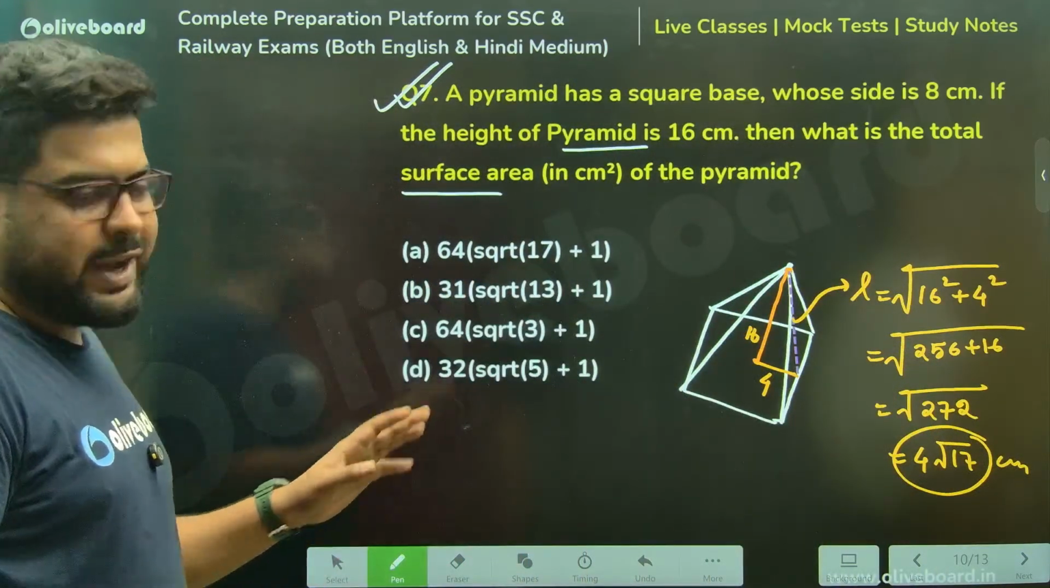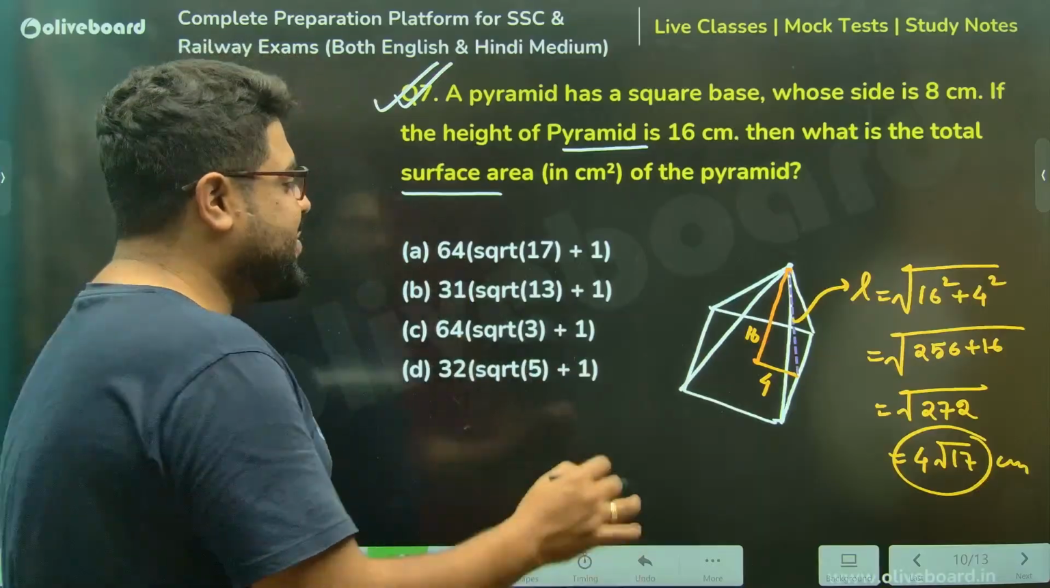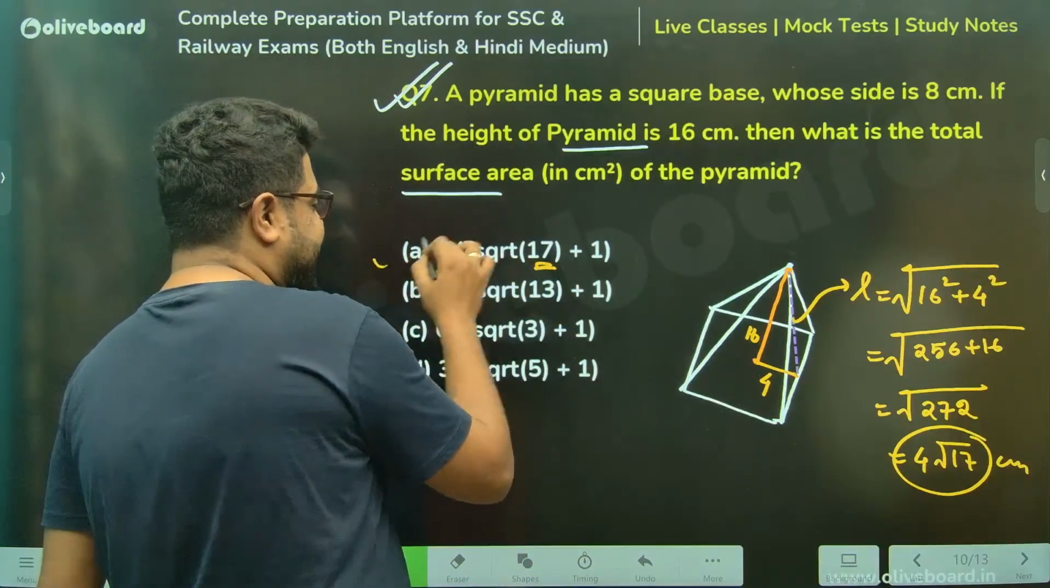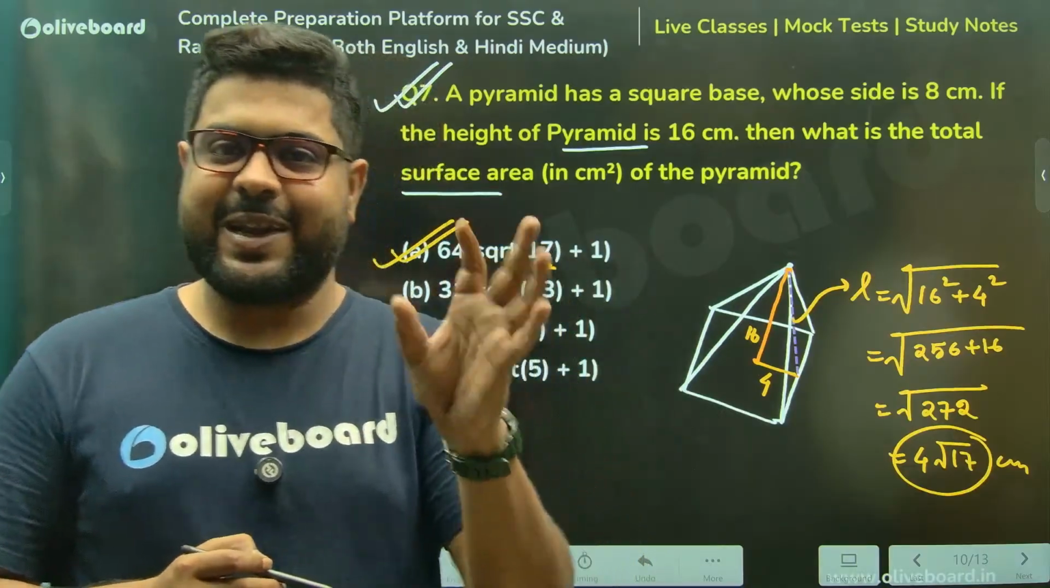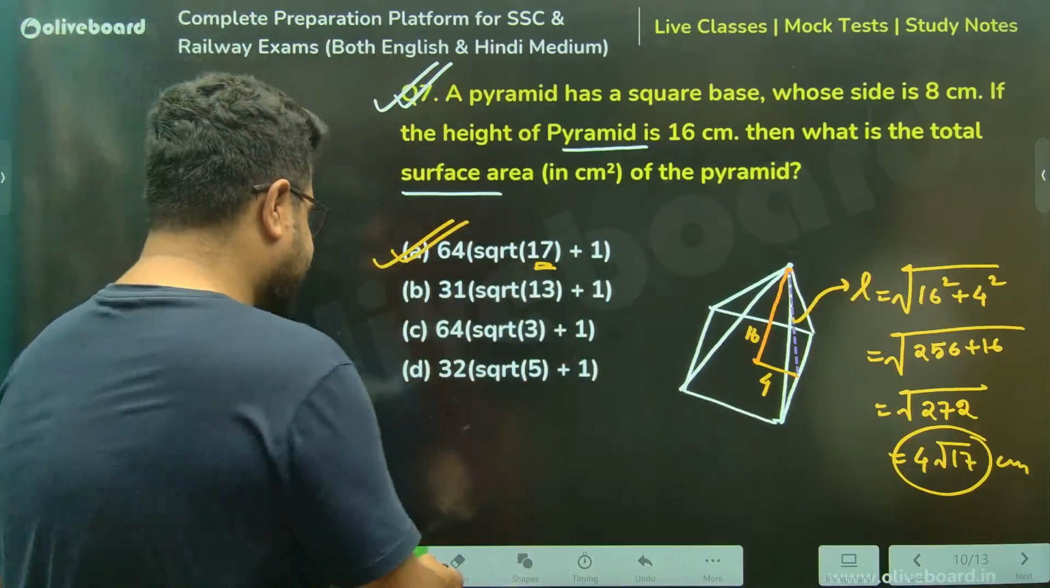Okay. So again, very basic stuff. Looking at this, only root 17 can be the answer, option A. Only one option has root 17. This is one key thing. But still, I'll show you the whole thing.